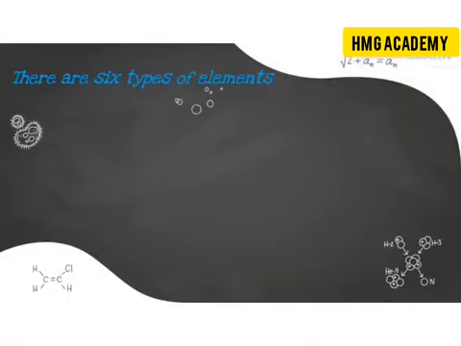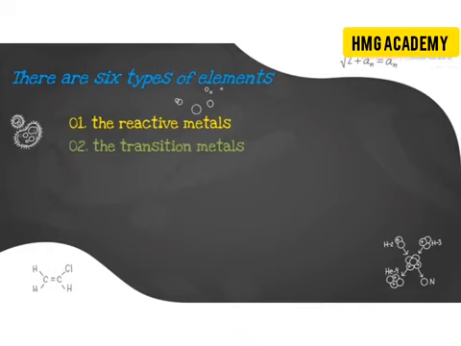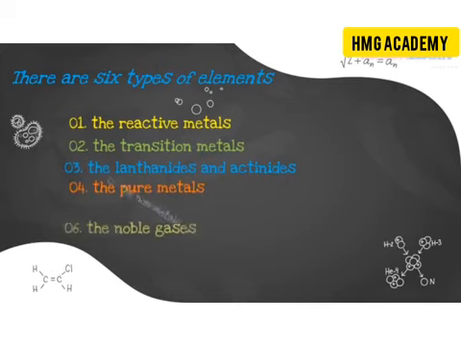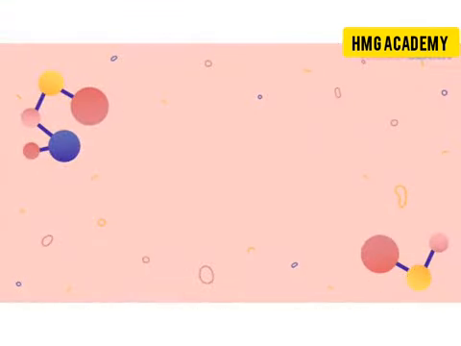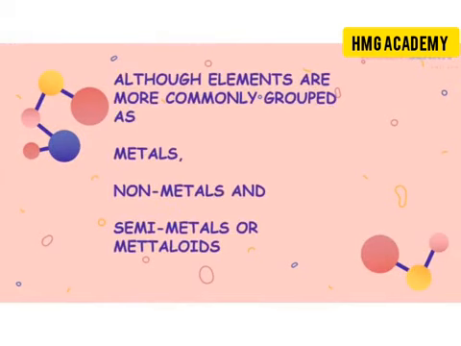There are 6 types of elements. 1. The reactive metals. 2. The transition metals. 3. The lanthanides and actinides. 4. The pure metals. 5. The non-metals, and the 6th one is the noble gases. Although in general, elements are more commonly grouped as metals, non-metals, and semi-metals or metalloids.